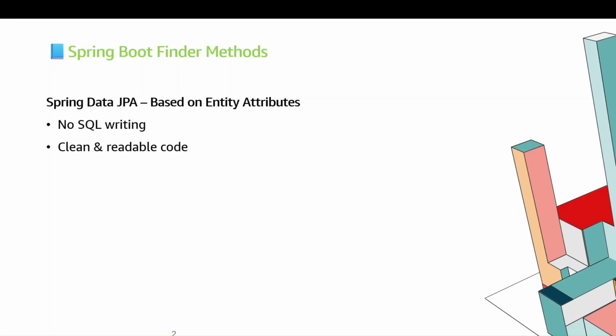Basically, we do not write SQL in a manual way, like select star from employee. We don't do such things. We write functions in the background. Spring Boot is going to convert those functions or methods into SQL statements. By using this feature, code will be much cleaner and more readable.